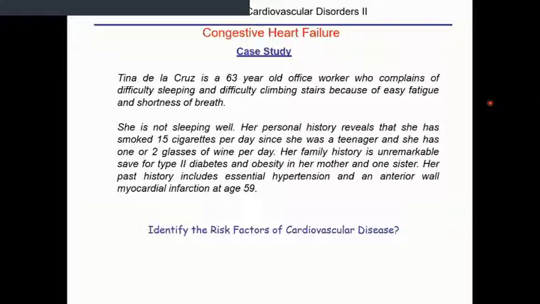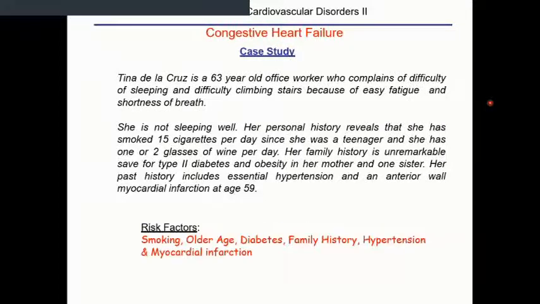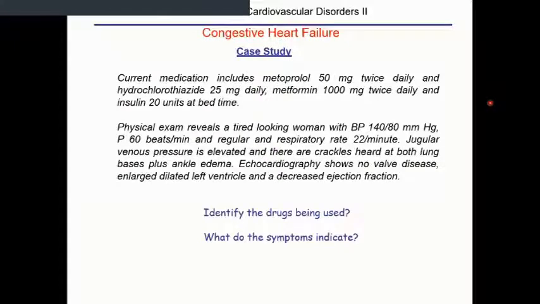So what are the risk factors of cardiovascular disease here? Of course, the risk factors include smoking, old age, diabetes, family history, hypertension, and previous history of myocardial infarction. Current medication will include metoprolol, so she's taking beta blockers, 50 milligrams twice daily. Hydrochlorothiazide, 20 milligrams, so she also has diuretics. Metformin, she's also on anti-diabetic medication twice daily. And insulin, 20 units at bedtime.